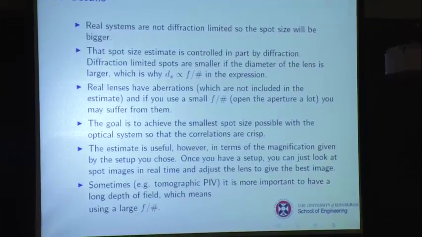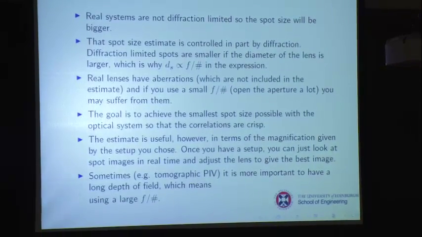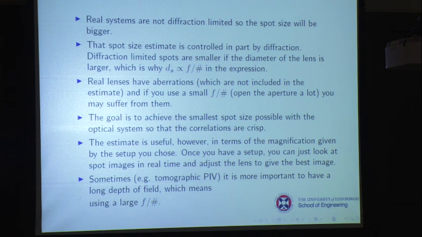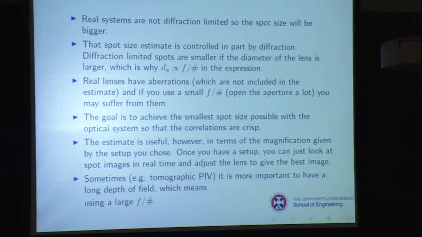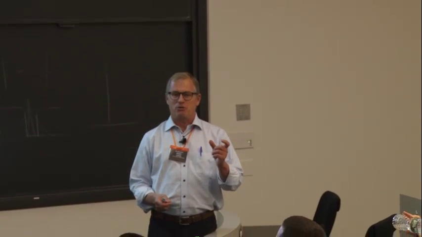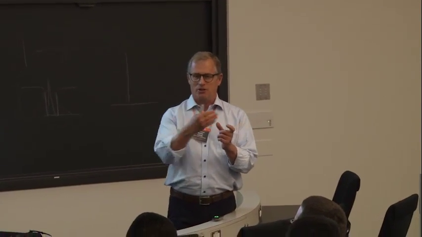Sometimes, like for tomographic PIV, it's more important to have a long depth of field because you're now trying to sample a volume, not a plane. So you'll use a large f number so you can get that. So it depends a little bit on what you're trying to do. In fact, this particular case I was talking about, where only 40% of the vectors were real vectors, I think the depth of field was probably too big for the laser sheet.